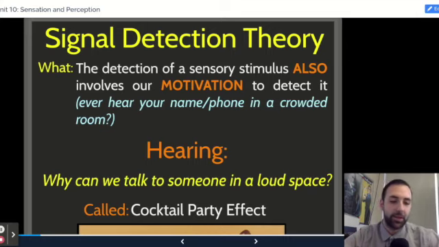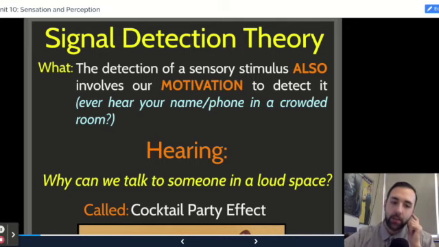A couple classic examples. You ever been in a loud environment but hear your name, even if it's not directed towards you, and your head kind of tilts up and you're like, somebody said my name. Well, throughout your entire life, you've been motivated to hear your name. So there seems to be a connection between your ability to detect a certain sensory stimulation in a really crowded environment, or in an environment where there's a lot of sensory stimulation going on, and your overall motivation to do so. Same is true with your phone.